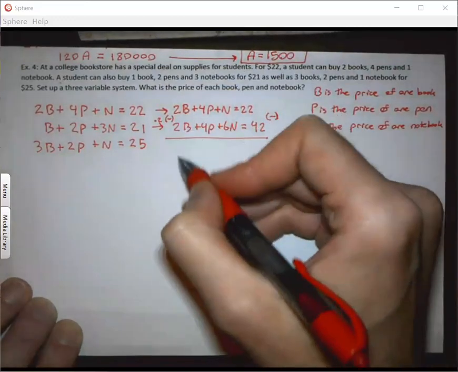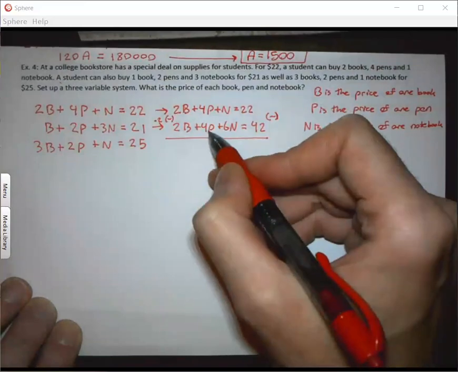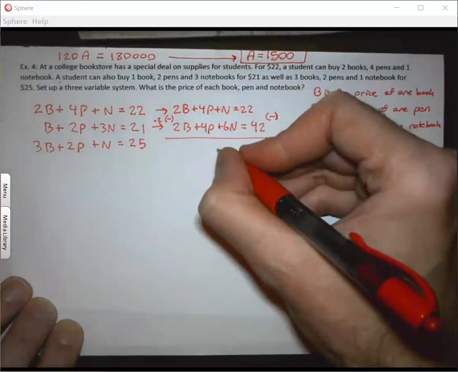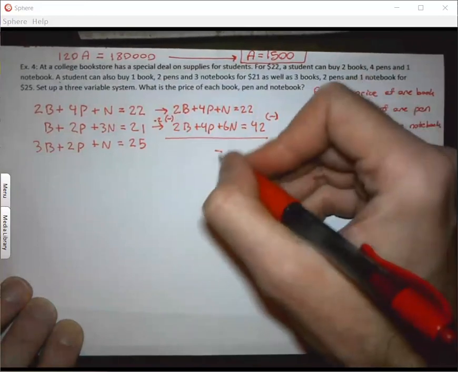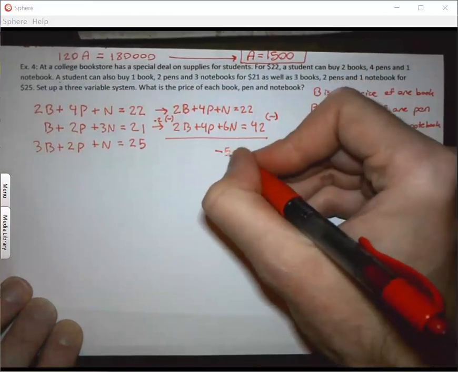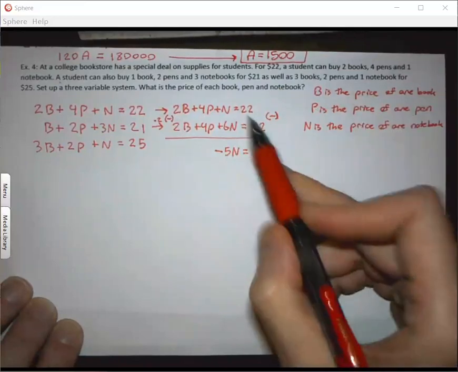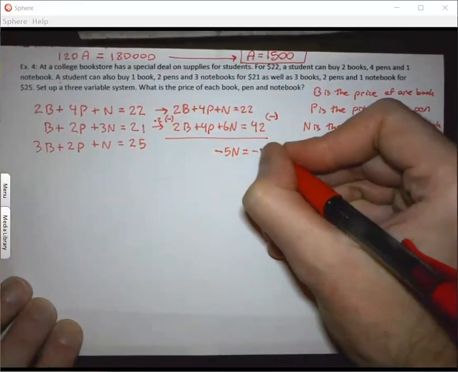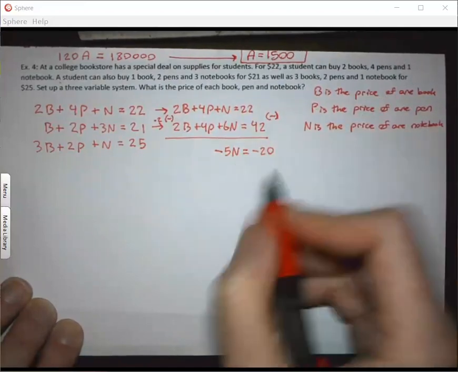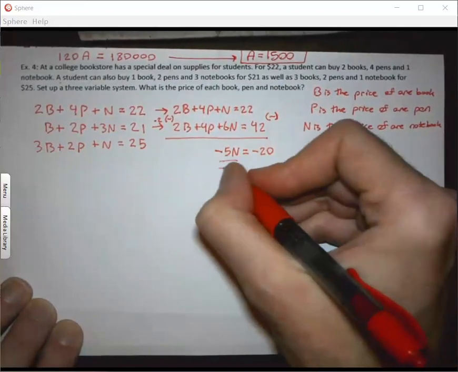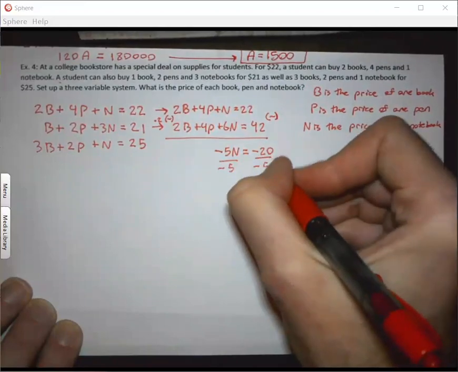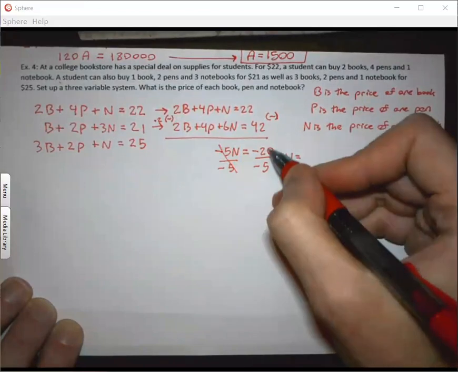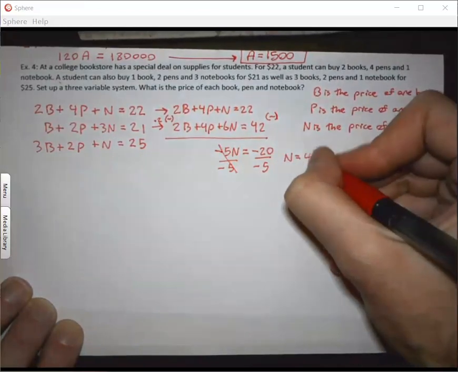2 minus 2 is 0. 4 minus 4 is 0. That works out nice. 1 minus 6 is minus 5. 22 minus 42 is minus 20. Nice equation I can solve. Divide both by -5. We get N is -20 divided by -5, 4.